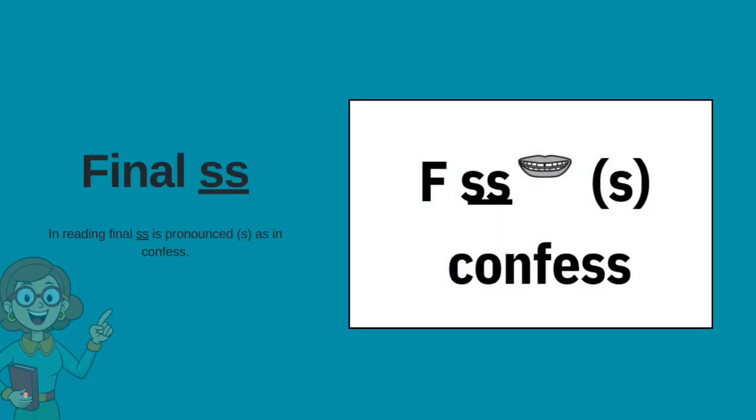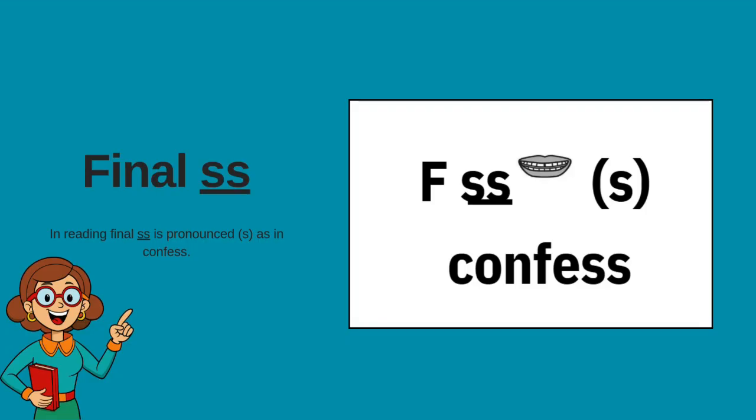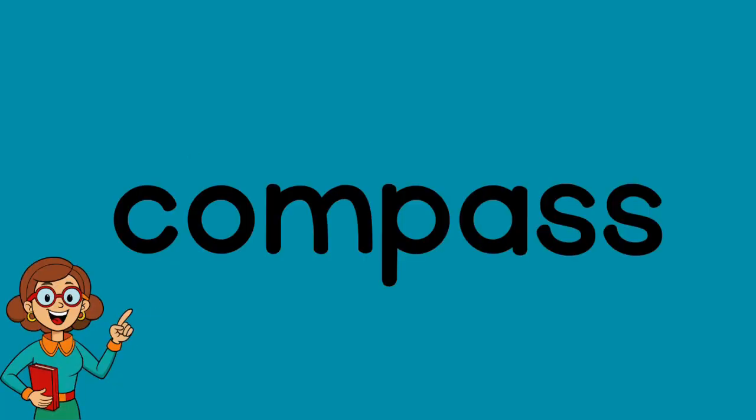Today, we will use the English code marks we have learned to help us decode and read words correctly. Today, we learned final SS. In reading, final SS is pronounced S, as in confess.